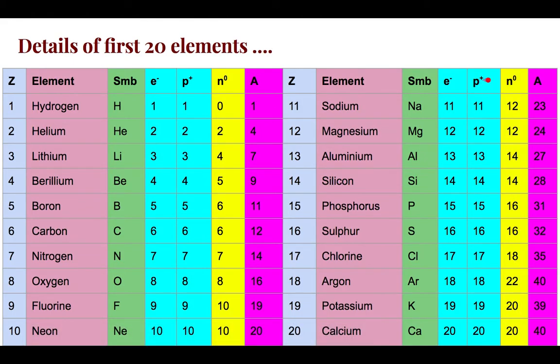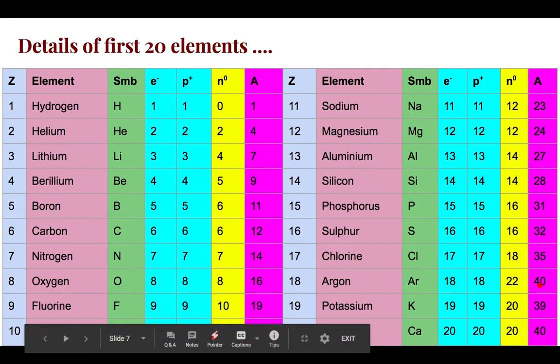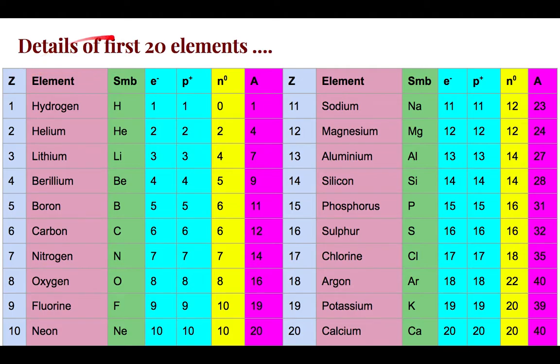If you know the proton and neutron number of every element, then you can know the atomic mass. Here you can see, if you add proton and neutron, you get the atomic mass. So 1 plus 0 is 1, 2 plus 2 is 4, 3 plus 4 is 7, 4 plus 5 is 9, 5 plus 6 is 11, 6 plus 6 is 12, 7 plus 7 is 14. In the same way, 11 plus 12 is 23, 13 plus 14 is 27, 16 plus 16 is 32, 18 plus 22 is 40, 20 plus 20 is 40. So in this way, you can find atomic mass by adding proton and neutron, and the atomic number gives the electron and proton number. So if the atomic number is 6, the proton is also 6 and the electron is also 6.